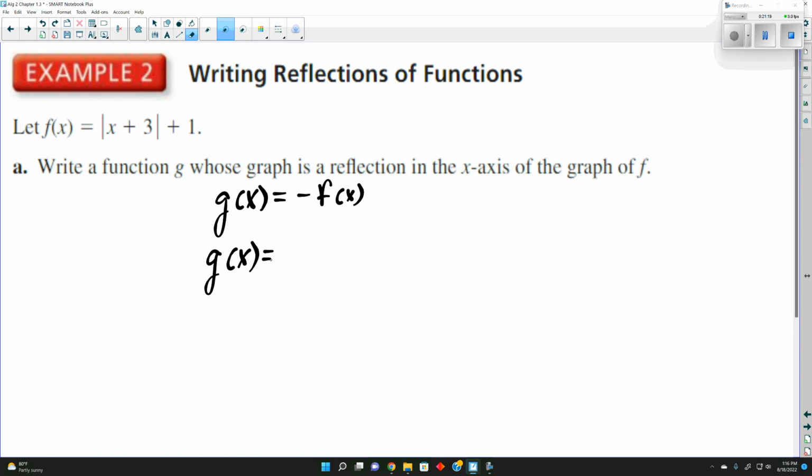Well, have we really changed anything about f of x? No, because it's still just f of x. We just have a negative in front of it. So what we can do is just replace f of x with its function, which is the absolute value of the quantity x plus 3, plus 1. So we have this here.